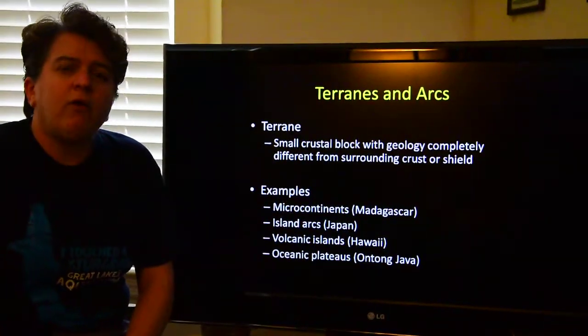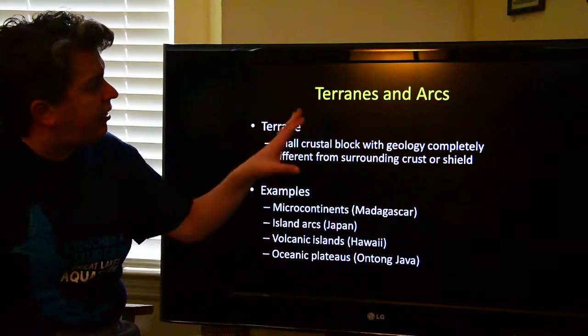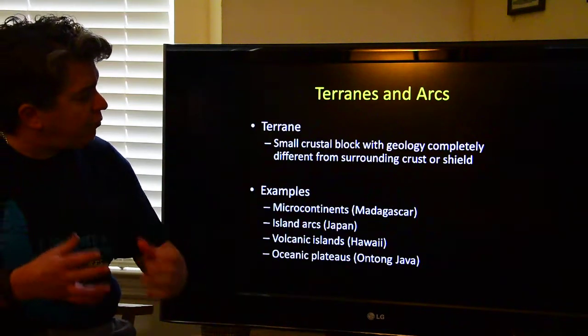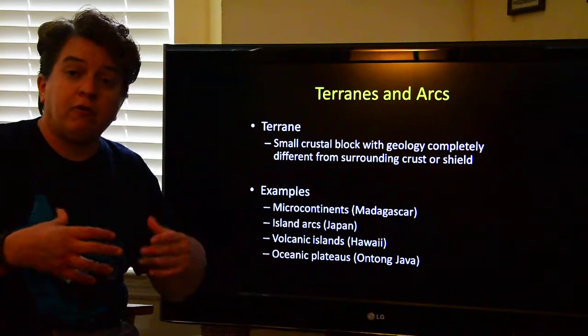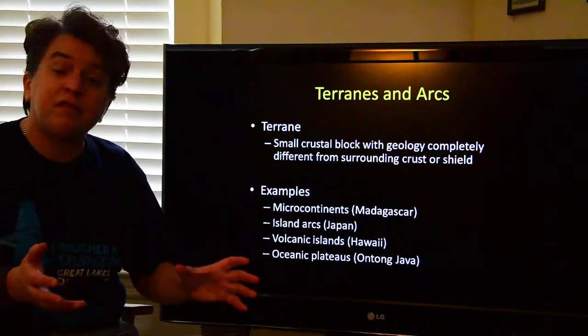Well, in order to understand why we see that pattern, we have to look a little bit at terranes. A terrane is a small crustal block, a piece of crust that has geology that's completely different from the stuff that's surrounding it.